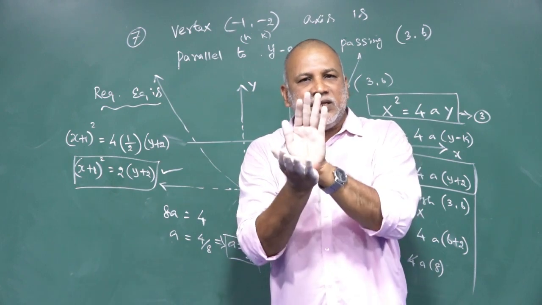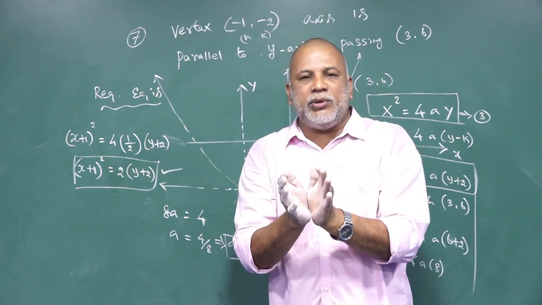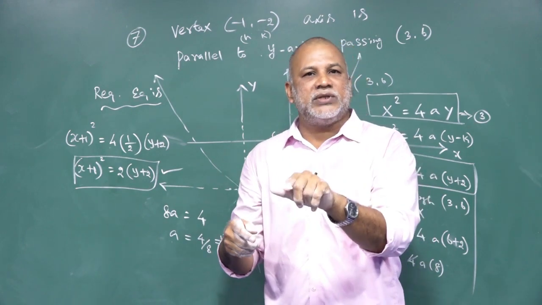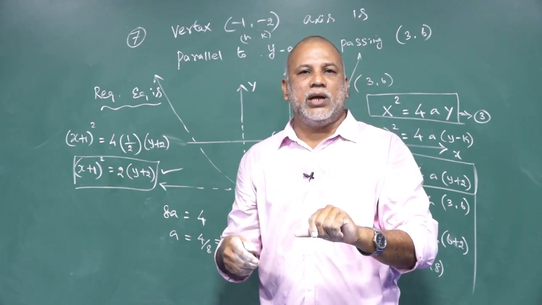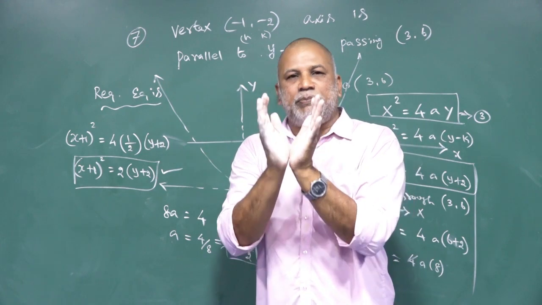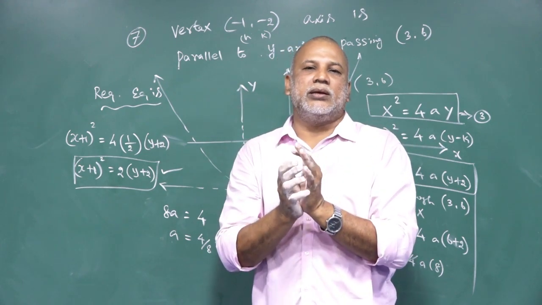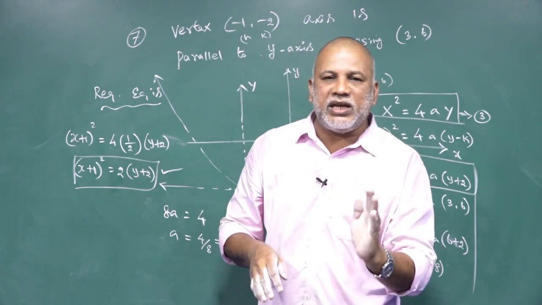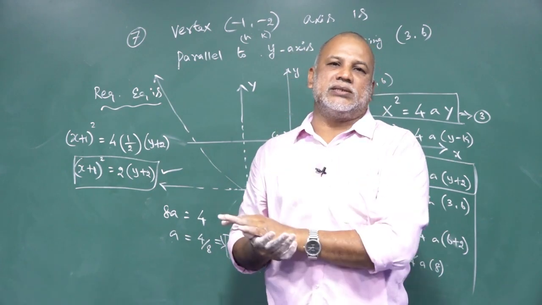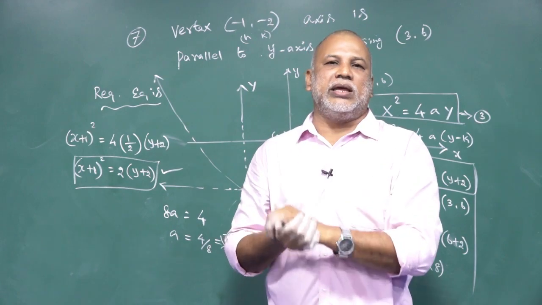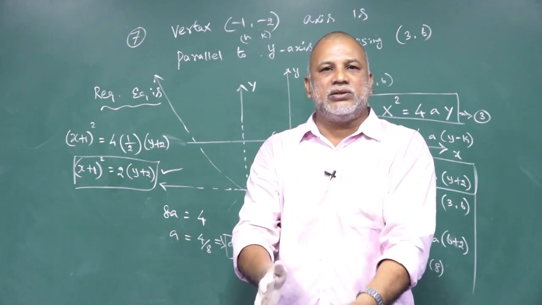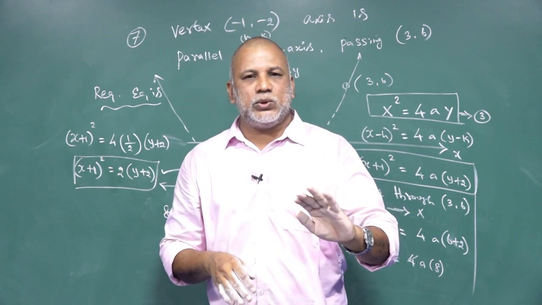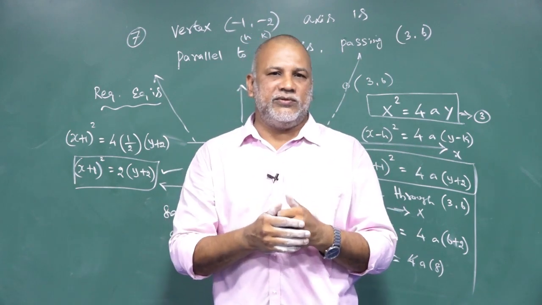Always keep this logic in your mind. Focus must be placed in the opening only, whether it is open right, open left, open up, or open down. So focus must be placed in the opening. Then what is the value of a? A must be the distance between vertex and focus. It must be a positive quantity only. So with the help of this logic, you have worked out 7 questions. So dear students, try to work out yourself. Thank you.